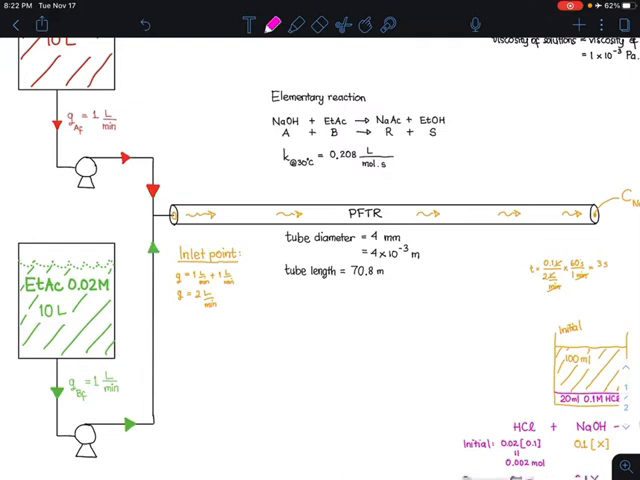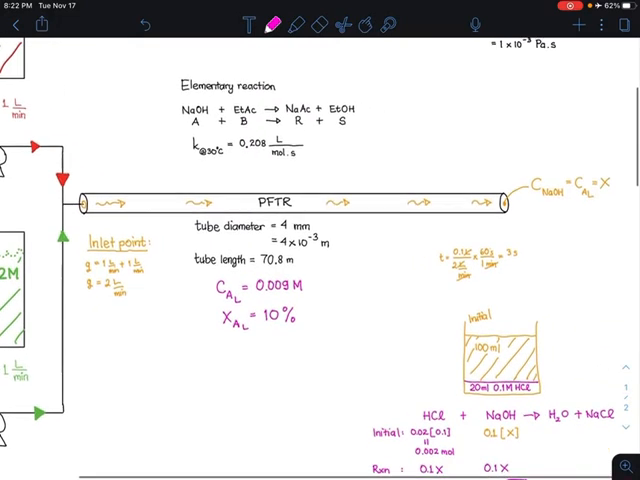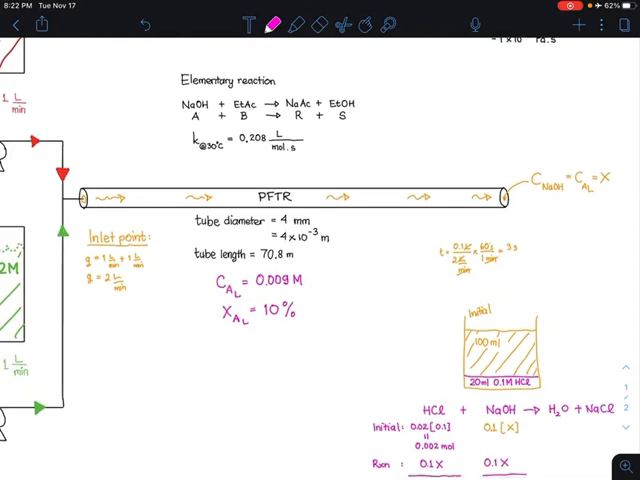you will obtain the concentration of A at the exit point to be 0.009 mole per liter. Therefore, with this concentration of A at the outlet point, the conversion of A will be 10%. Okay, so that means X will be 0.009.